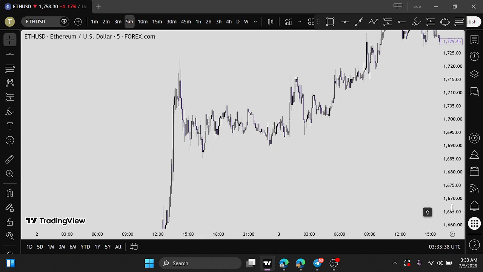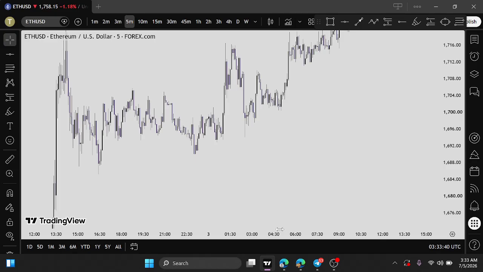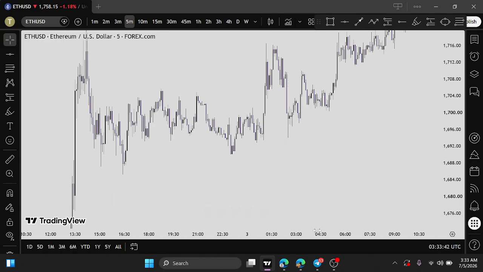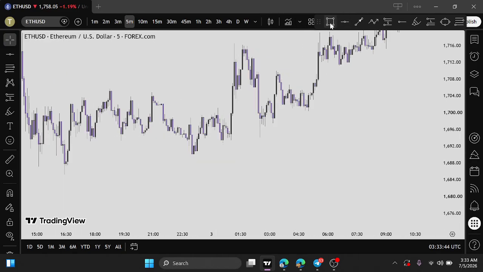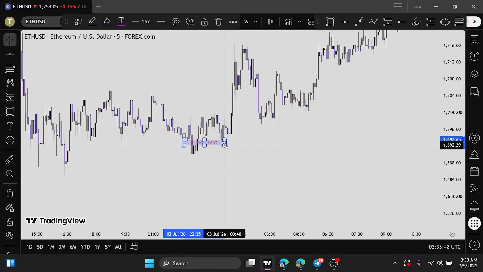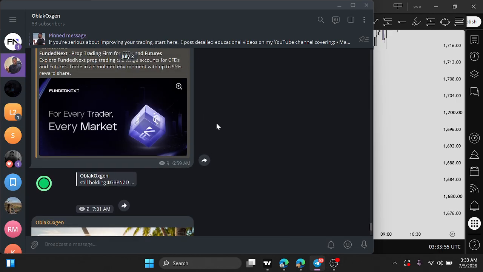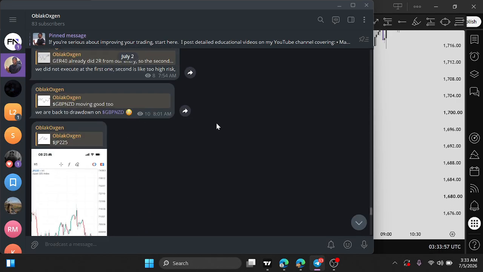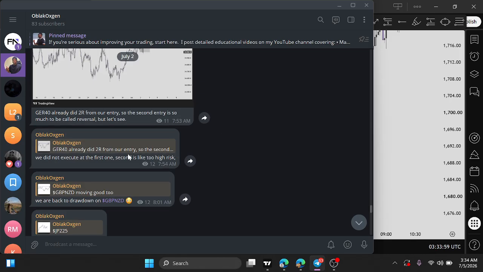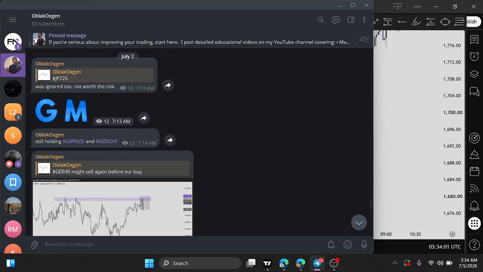I remember very clearly because on Thursday/Friday night, I saw a buy on Ethereum within this zone. I didn't take the trade because I was already in two trades with my community. We took two trades with my community, and let me go straight to show you guys. We've been holding these two trades since last week, so I didn't bother to take more trades. You can see GBP NZD and NZD CHF.